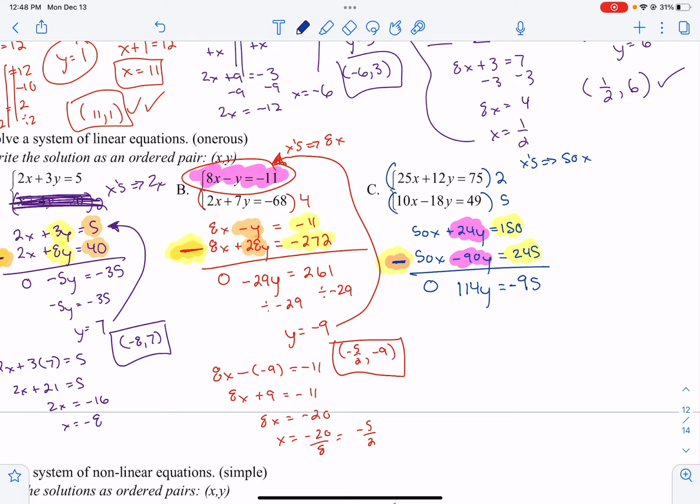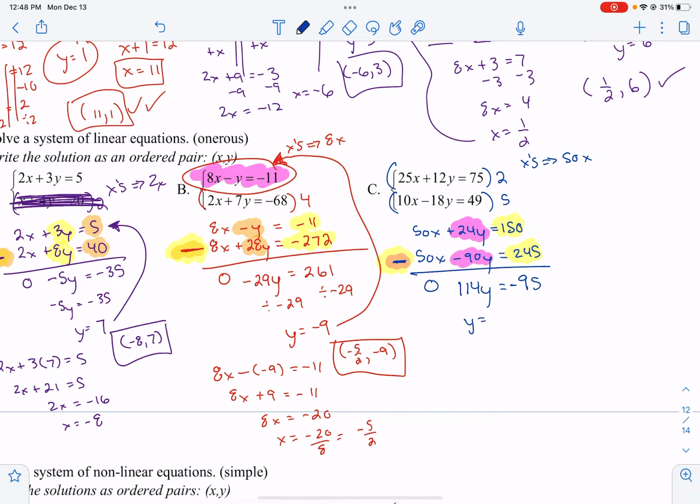No, we didn't. Those are just really nasty numbers. Okay, so y is going to equal negative 95 over 114. And you can take that number and plug it back in up here. We're not going to take the time to do that because that's a lot of algebra you can do.